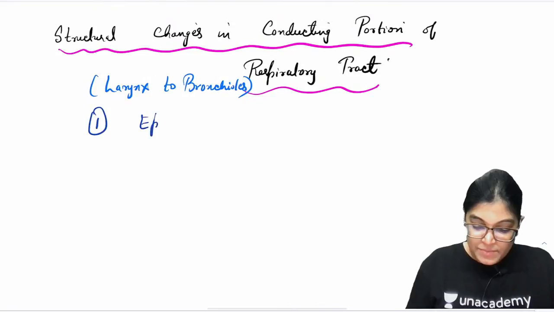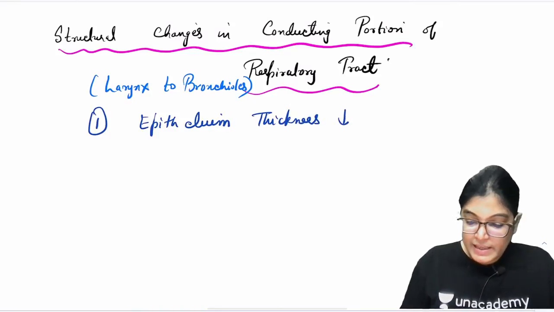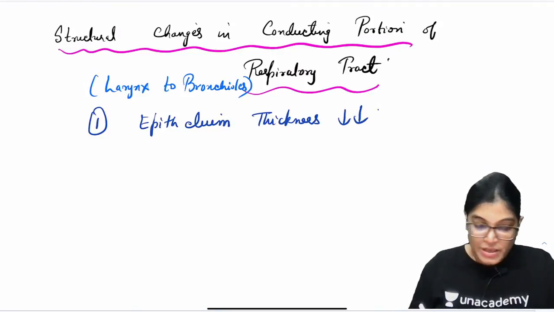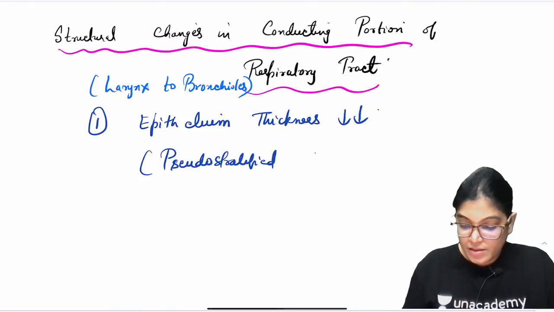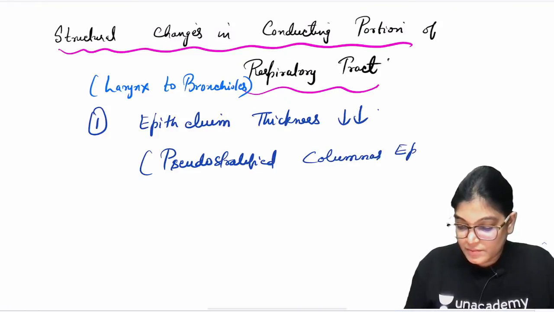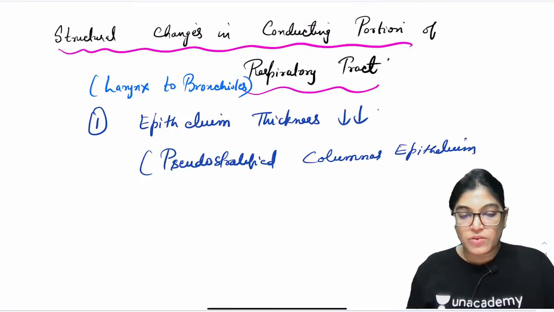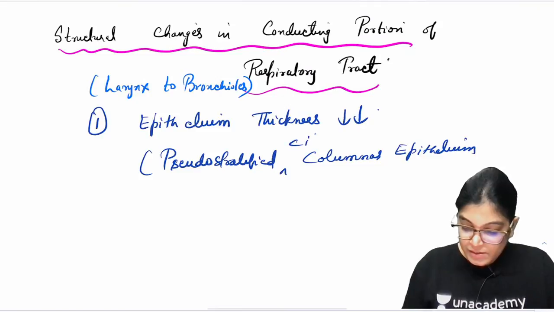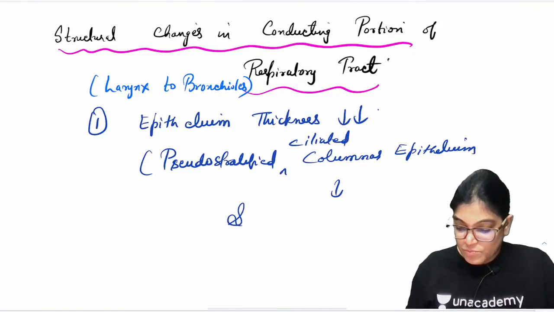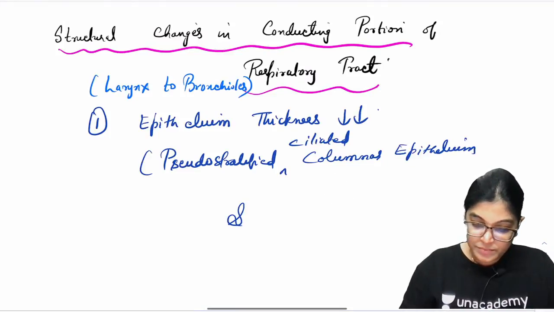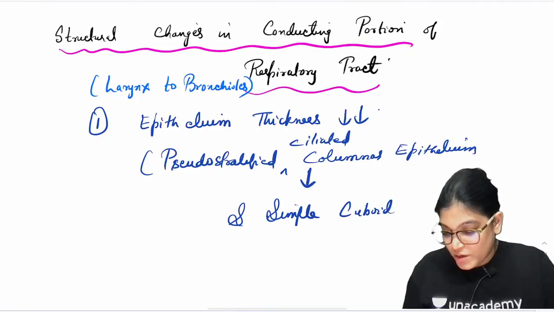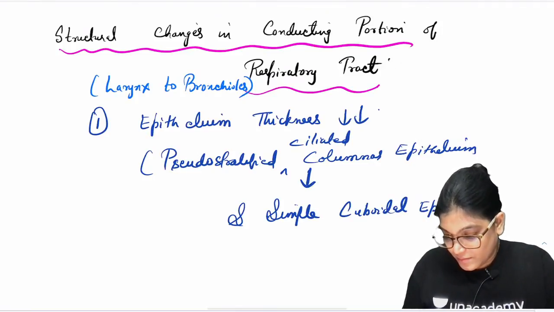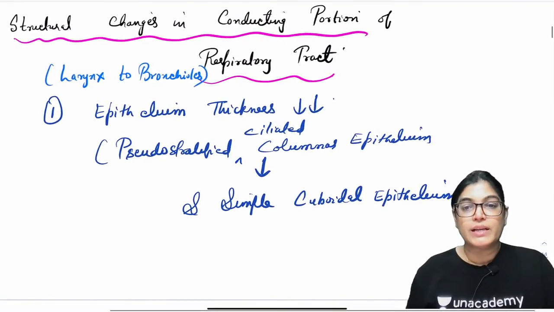The first change is that epithelium thickness decreases. What does this mean? That means the epithelium which is initially pseudo-stratified columnar epithelium, also having cilia, will change, as we move lower down, into simple cuboidal epithelium. Got it? Simple cuboidal epithelium.